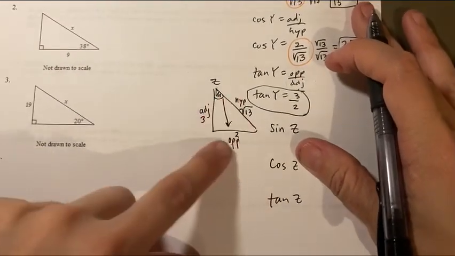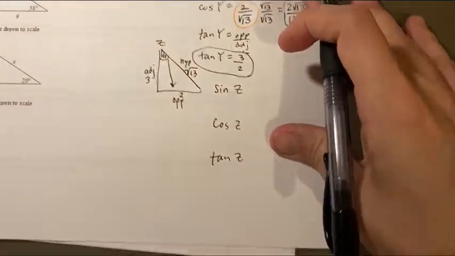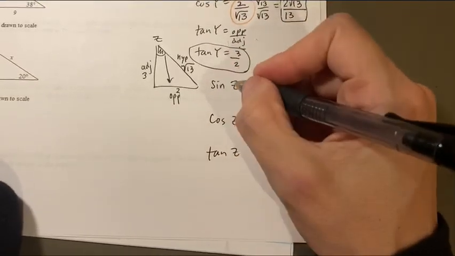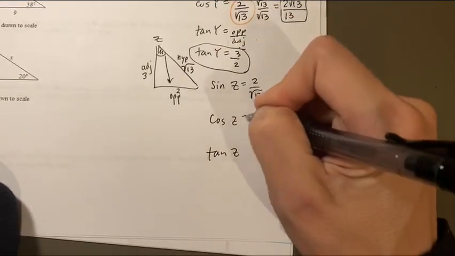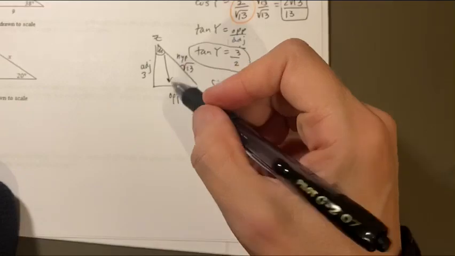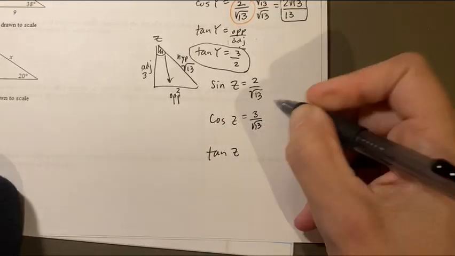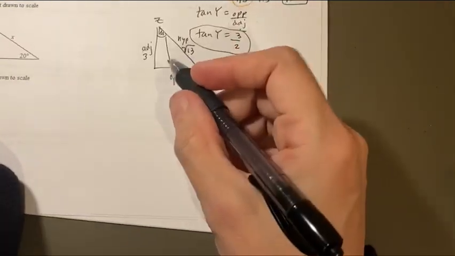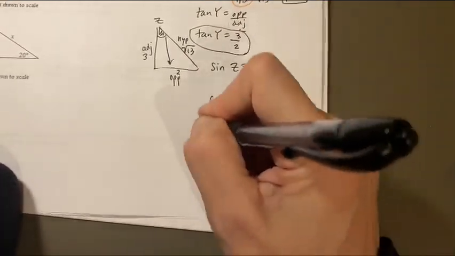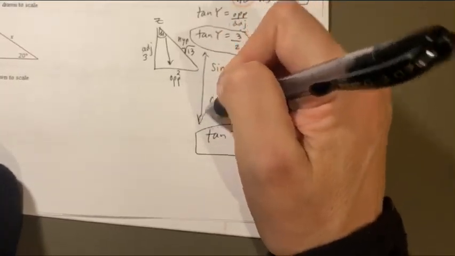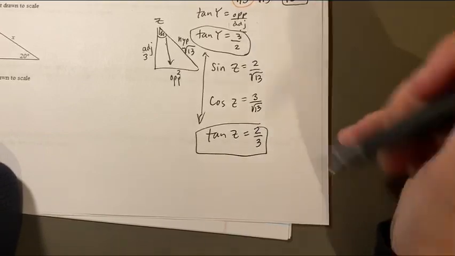Notice the hypotenuse label doesn't change, but the opposite and adjacent labels change because now my reference angle is z. So the sine of z would be opposite, which is 2, over hypotenuse, square root of 13. We'll come back and deal with that. Cosine is adjacent over hypotenuse, so 3 over the square root of 13. And the tangent would be opposite over adjacent. Interestingly, there's a pattern here: if I switch the reference angles, the tangent flips over, or becomes the reciprocal.